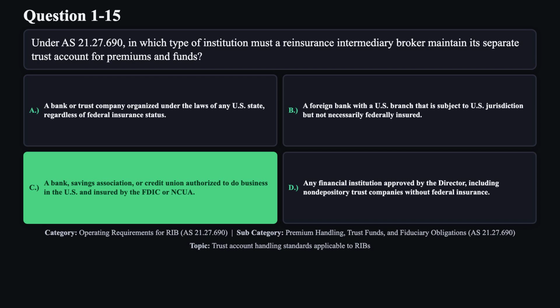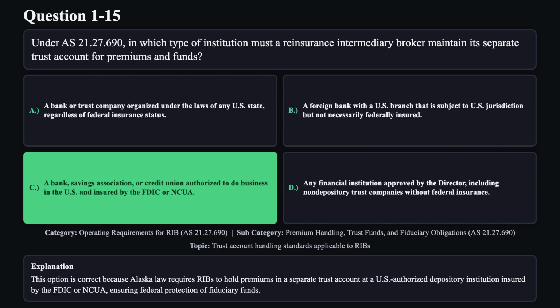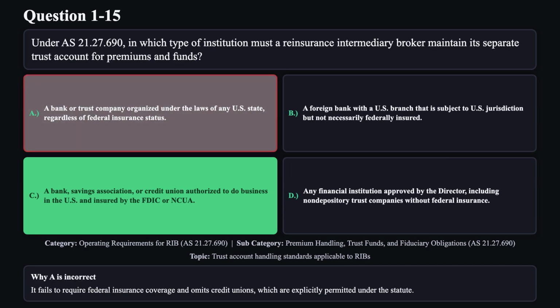The correct answer is C. This option is correct because Alaska law requires RIBs to hold premiums in a separate trust account at a U.S. authorized depository institution insured by the FDIC or NCUA, ensuring federal protection of fiduciary funds. Reason A is not correct. It fails to require federal insurance coverage and omits credit unions, which are explicitly permitted under the statute.